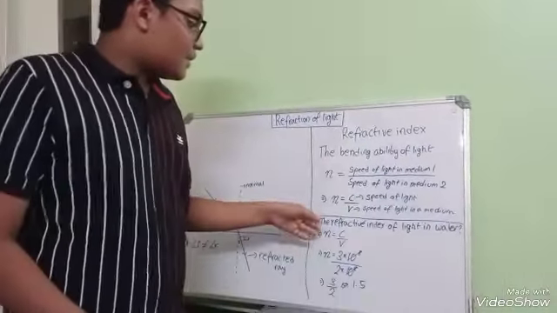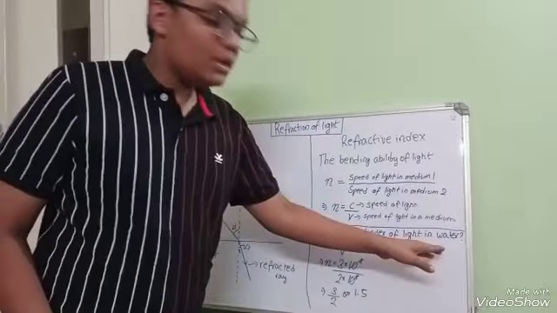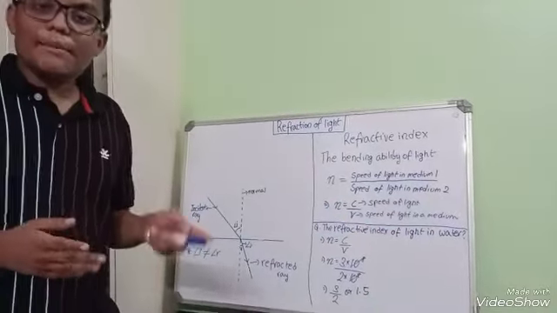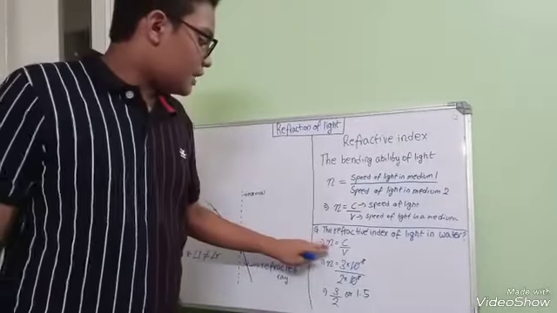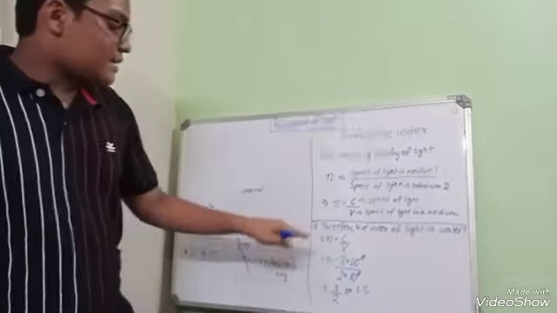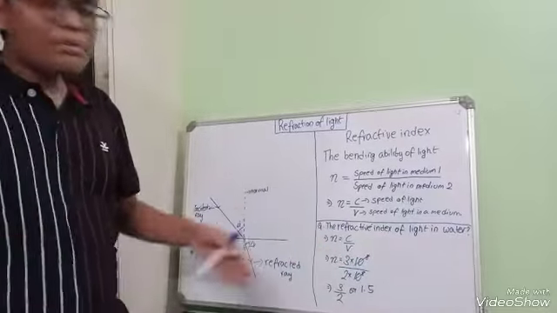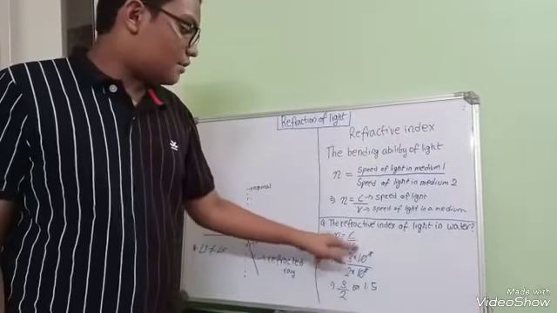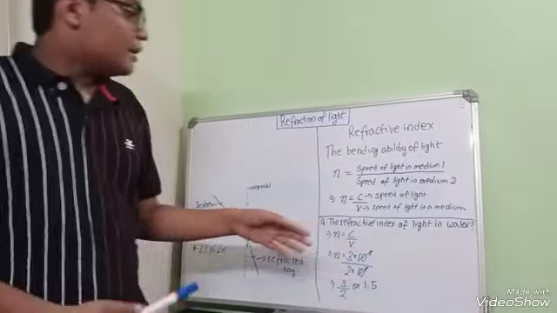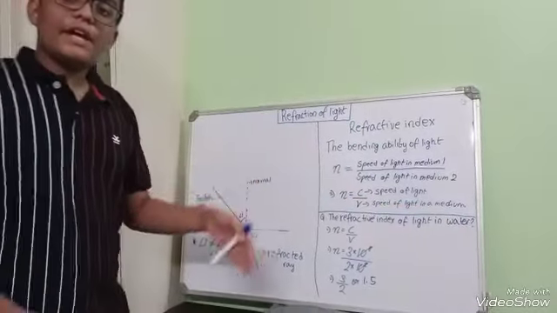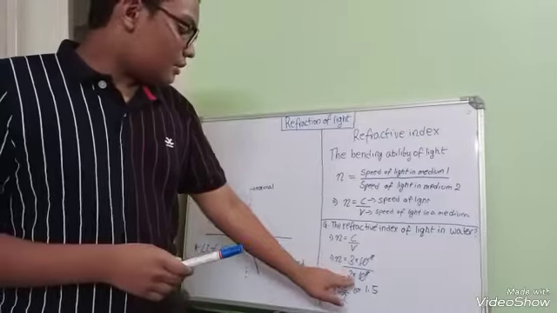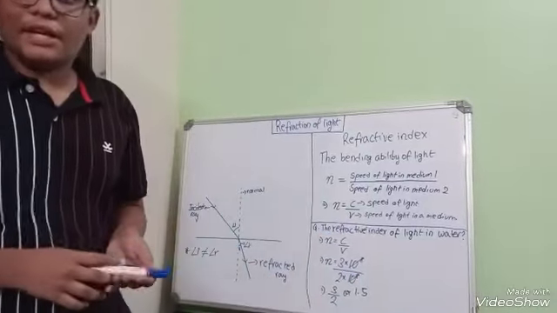So the question is: find the refractive index of light in water. So we have to find the bending ability of light in water. We can use the help of our formula n equals c by v. As we know that n equals c by v, and c is the speed of light, we can put the speed of light in here, that is 3 into 10 to the power 8. And they are asking the refractive index of water. The speed of light in water is 2 into 10 to the power 8 meters per second.